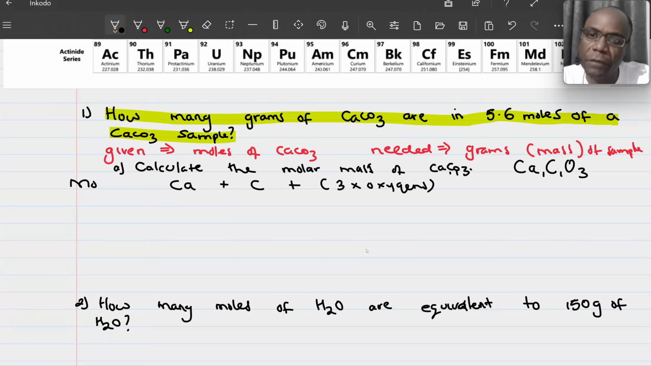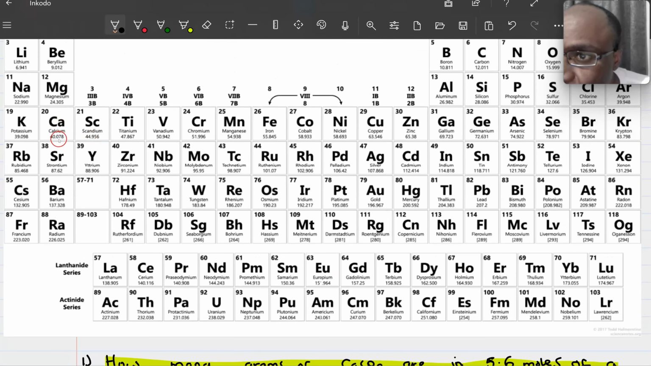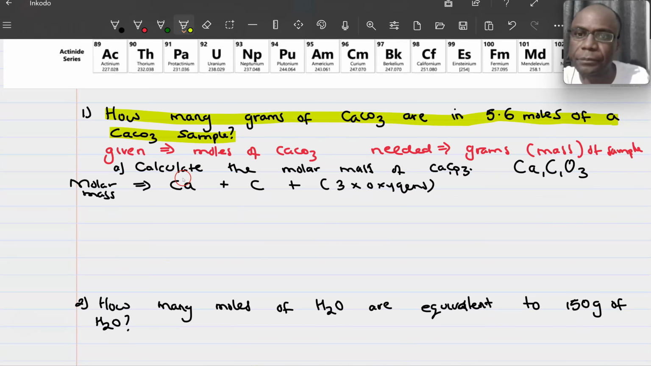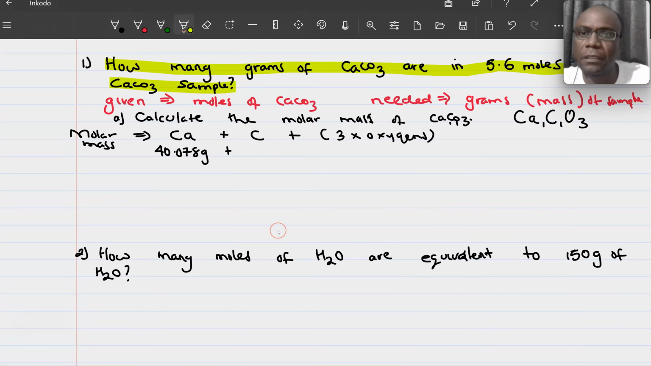So if I need to find the molar mass, I'll have to add not the atomic numbers, but the molar masses of these. Looking at the periodic table, calcium has a molar mass of 40.098. So I'm looking at calcium right here, 40.098. Sorry, 40.078. So 40.078 grams is the atomic mass of calcium in the periodic table. Then I go to carbon. Carbon is right here, 12.011. There's only one of it, so 12.011.